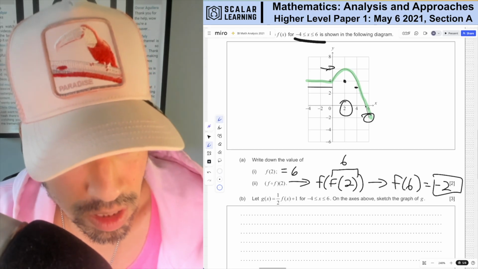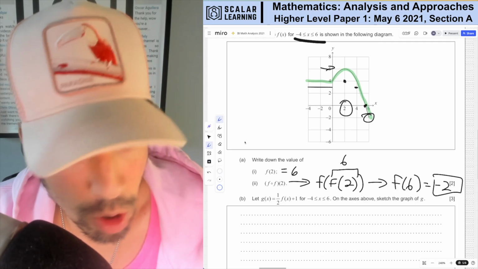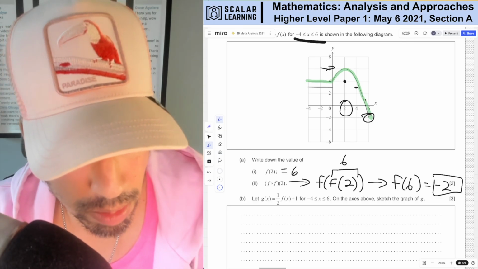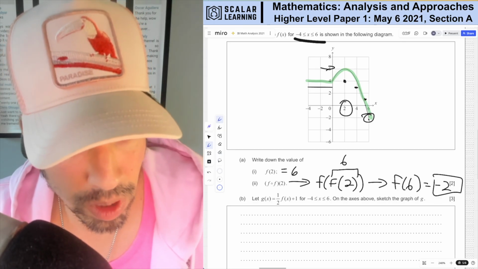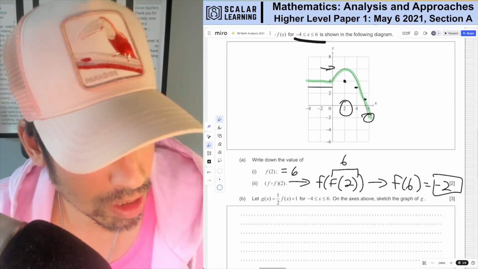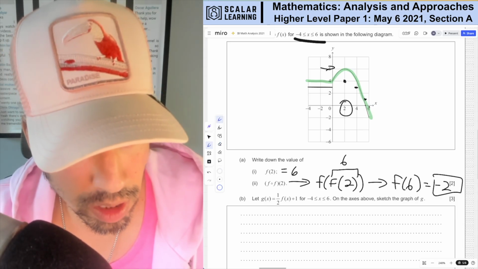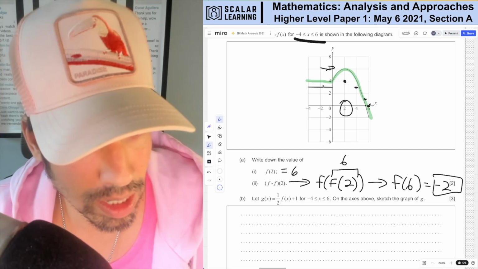And then the 0 is going to stay 0, right? Half of 0. Oh, no, sorry. Half of 0 is 0, but then we still shift it up by 1. So that point's going to be up here. And then this last point, we're going to take half of that, which is -1. And then we're going to shift it up by 1, and that's going to go to 0. So now we can get a rough sketch.